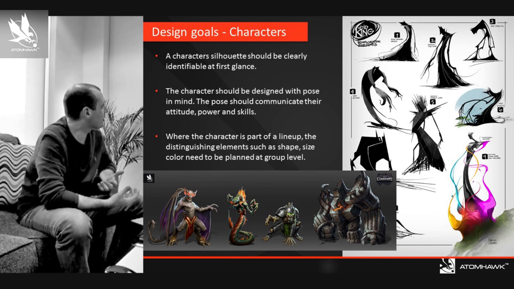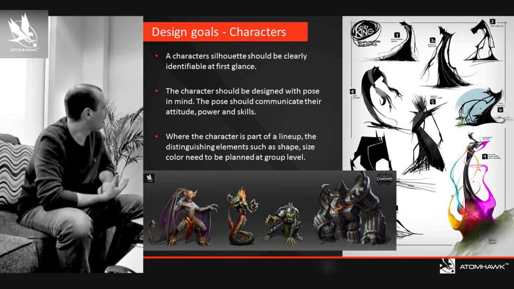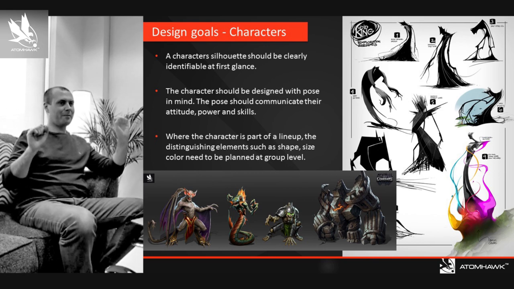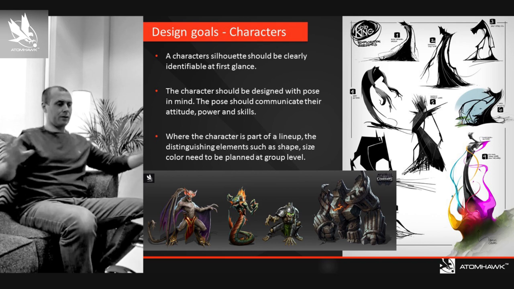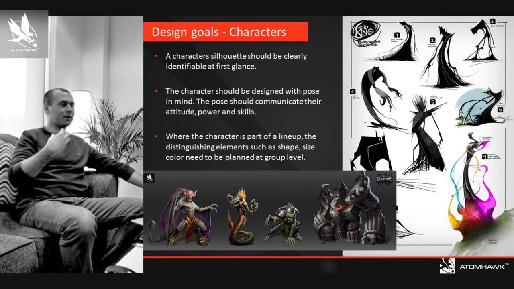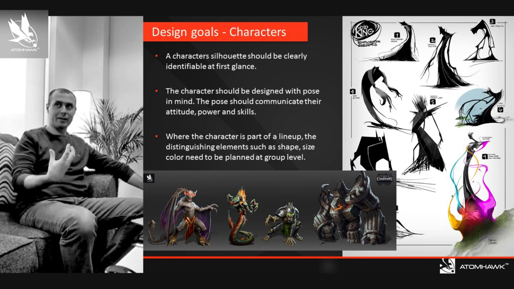So then moving specifically onto characters. Character silhouette should be clearly identifiable at first glance. The characters should be designed with a pose in mind. So this is always a tricky one, right? Some clients and some artists think that you should design a character in a T-pose. And actually, the biggest problem with that is that's great for a costume, but when you're designing a character, you're not just designing what they're wearing, you're designing their attitude, their power, their weakness, you're designing everything that goes with that.